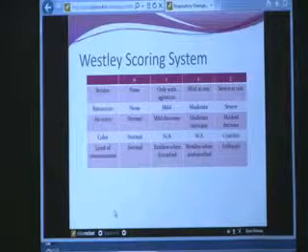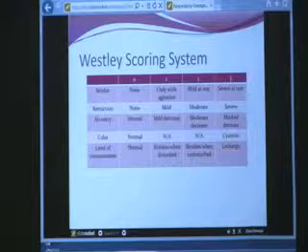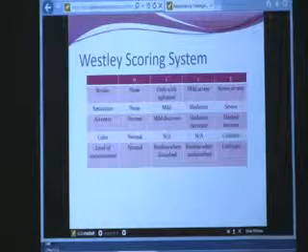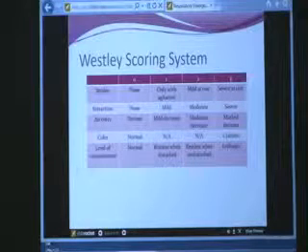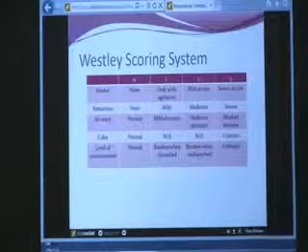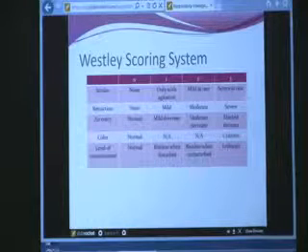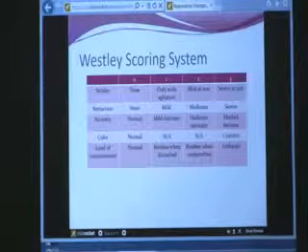The Wesley scoring system, I'm not a big fan of this because if you look at it, it's very tedious. To me, if I have a croup patient that comes in, if they have respiratory distress at rest with stridor and they're actively struggling to breathe, to me that's moderate to severe croup, and I just treat those patients with racemic epi and Decadron.